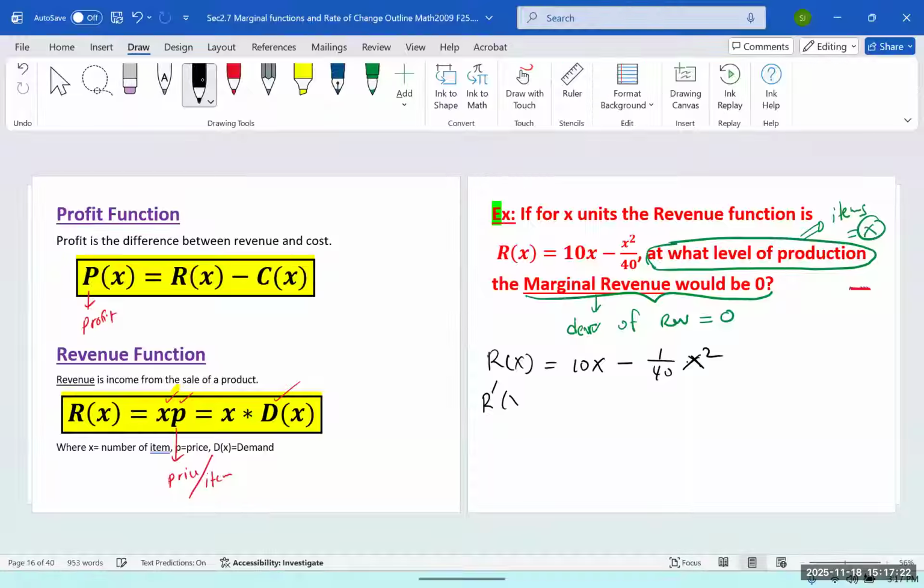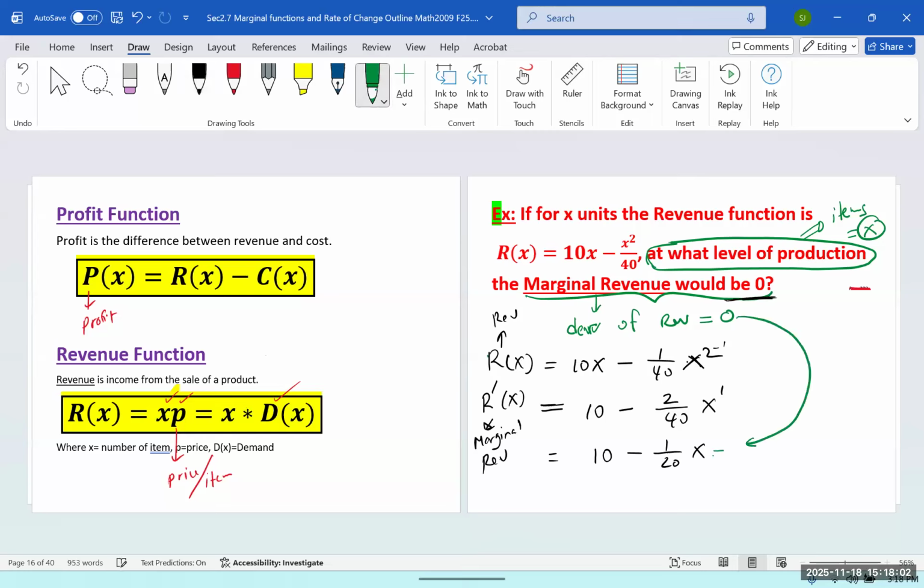So this is only revenue and this is marginal revenue. What is marginal revenue? What's the function for that? What's the derivative of the revenue function? So 2 times 1 over 40 x to the 2 minus 1, which is 1. In other words, it's 10 minus 1 over 20x. And it says should be 0. So we set it equals 0.